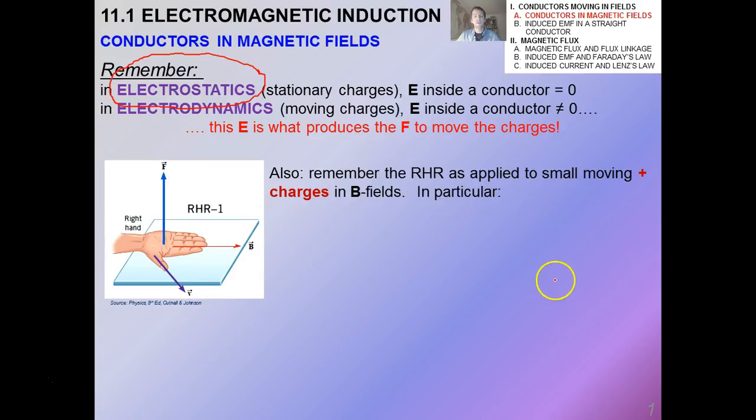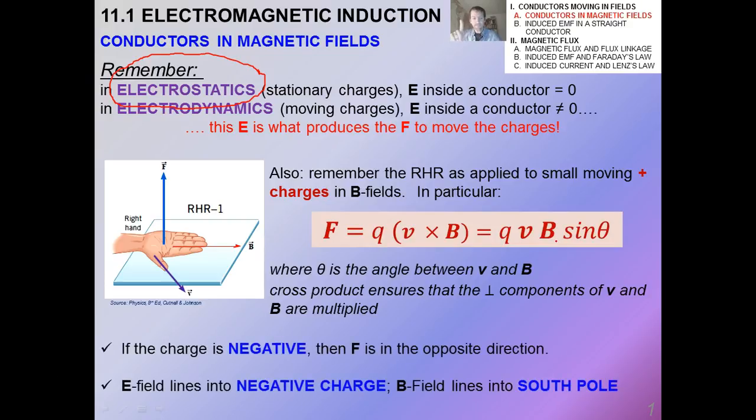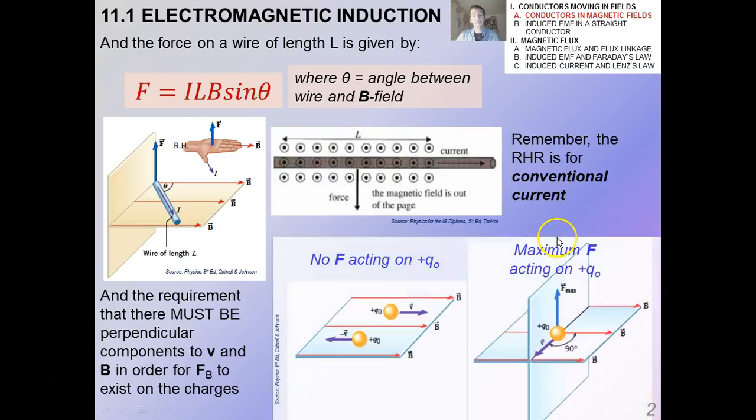And I just want to remind you what we talked about. The right-hand rule applied to moving charges in B fields. It's a cross product, F equals Q times V cross B. Okay, if the charge is negative, then F comes out of the back of your hand, and so forth. We also saw in our previous unit the similarity between south poles and negative charge in terms of B fields and E fields going into those, okay? Remember also F equals BIL sine theta, which was the magnetic force on a wire of length L, okay?